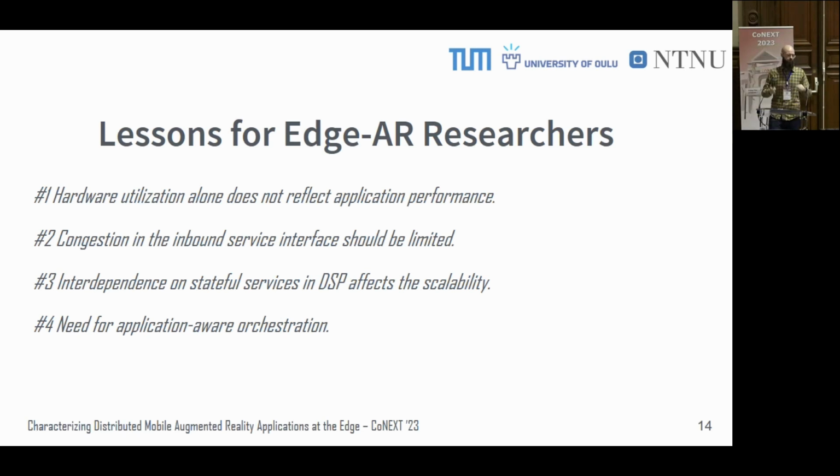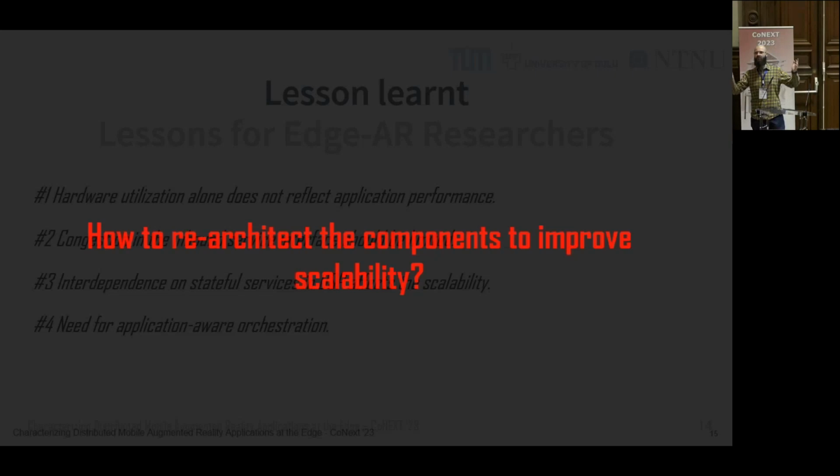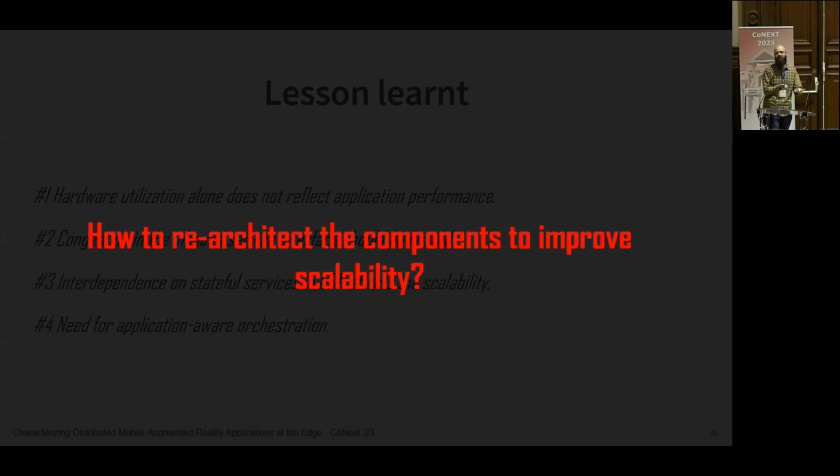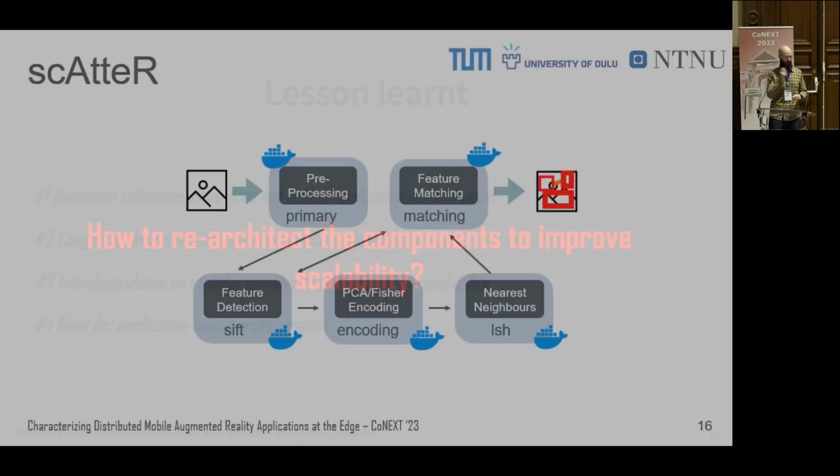And moreover, the congestion in the inbound service interface, caused most likely by the non-linearity in the dependencies of the service, can really affect the scalability and the performance of the application. With that in mind, how can we re-architect the application and how can we improve the general performance when developing this sort of applications? Let's see if I can go forward. Okay, I was able to.